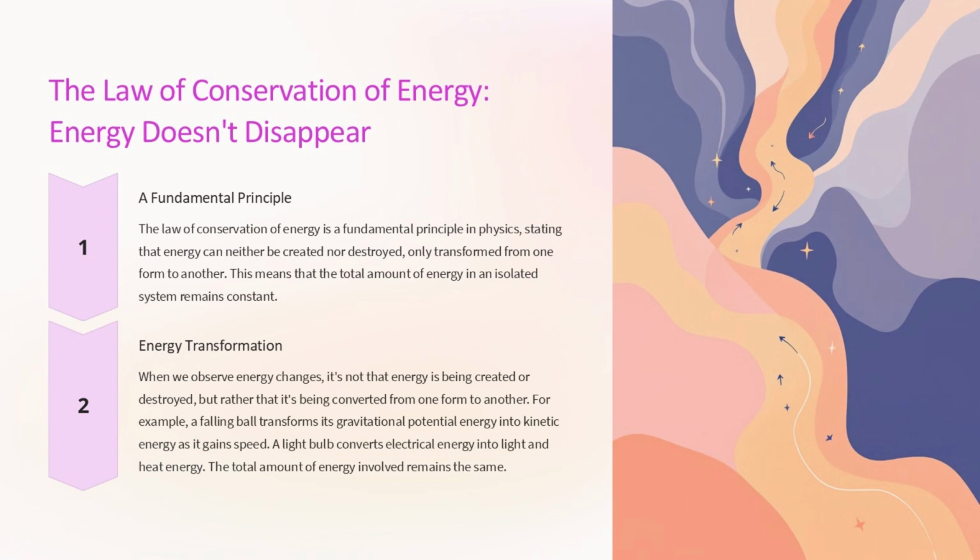When we observe energy changes like a falling ball or a light bulb, the energy isn't being created or destroyed. It's simply being converted from one type to another. For example, gravitational potential to kinetic, or electrical to light and heat. The key point is that the total energy involved remains the same. It just changes shape. This is a foundational concept in understanding how energy works in the physical world.